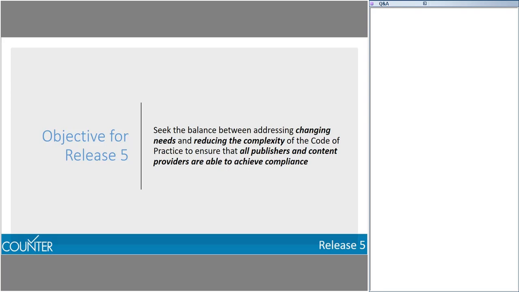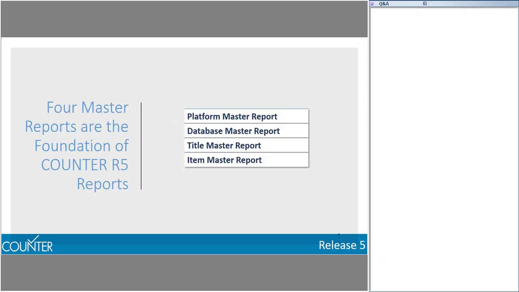So let's get into the exciting stuff here. One of the ways we looked at simplifying and dealing with inconsistencies was in the area of reporting. And it was Release 5. In rethinking reporting, we now have 4 what we call master reports, one for each level of reporting: a platform, database, titles, which could be books or journals, and items, which actually gets into the reporting of multimedia items, articles, and other things that might be in repositories.